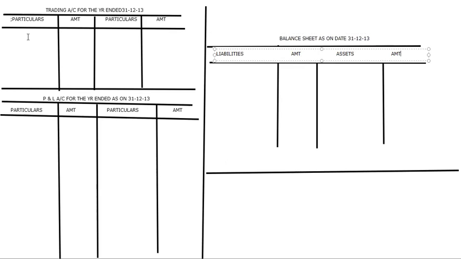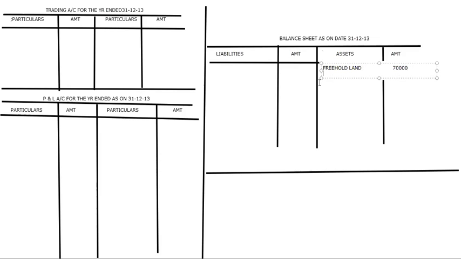The first, freehold land, he has given. So freehold land I'm going to write, and there is no adjustment regarding the freehold land. So directly I'm going to take it on this side. Freehold land value is 70,000.